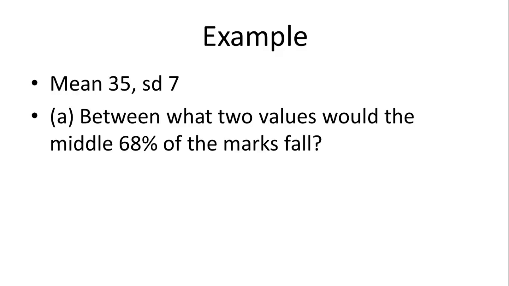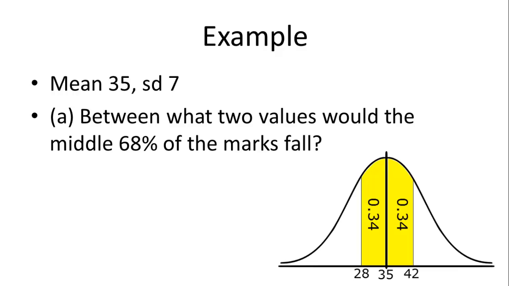So between what two values are 68% of the marks? Well, 68% is one of those ones we need to know. We know that means within one standard deviation either side of the mean. So mean here 35, standard deviation 7, 35 minus 7 for 28, 35 plus 7 for 42. 68% of the marks between 28 and 42.